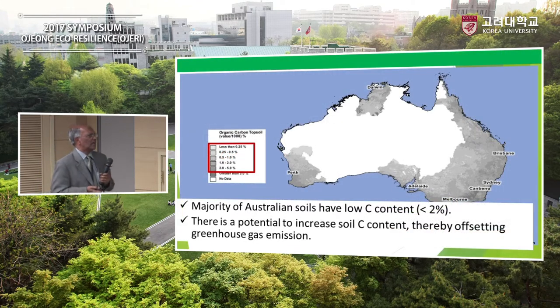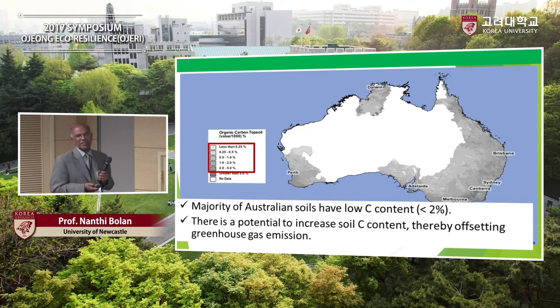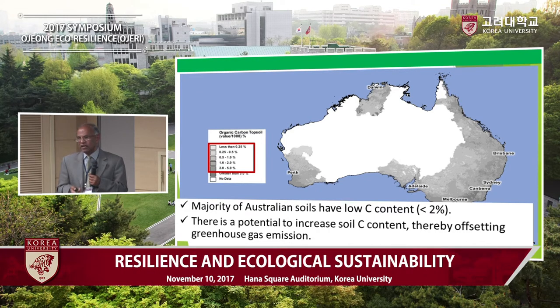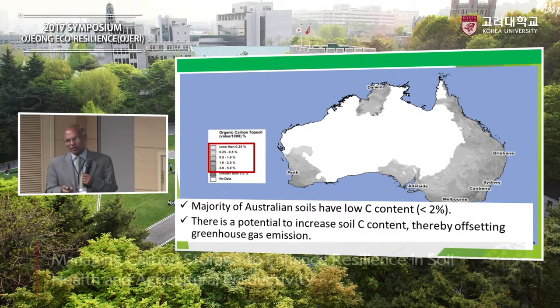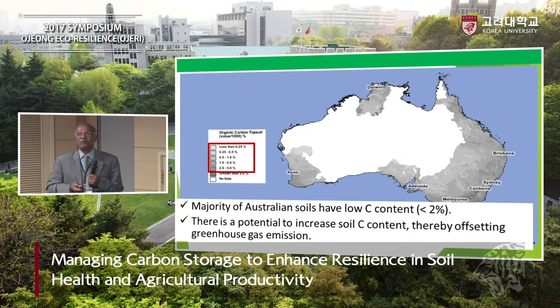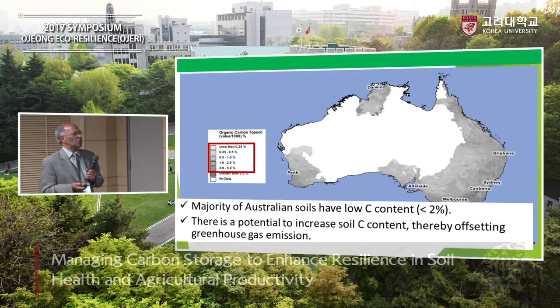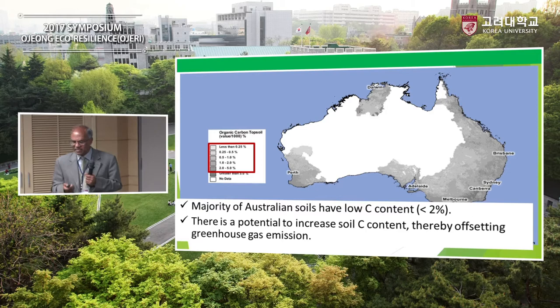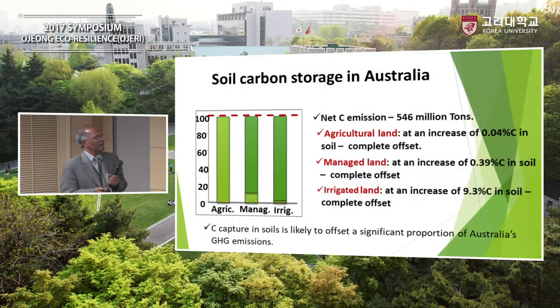Now this is Australia. You see, the carbon in Australia is very low, less than 2%. Whereas if you go to New Zealand, the carbon can go up to 15%. You go to Ireland, probably it can go to 20%. That's a good amount of carbon. But Australia has very, very low carbon. That means there is a potential to increase the soil carbon content. That's the challenge.